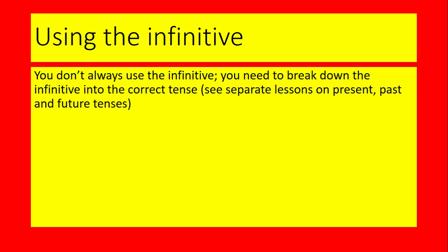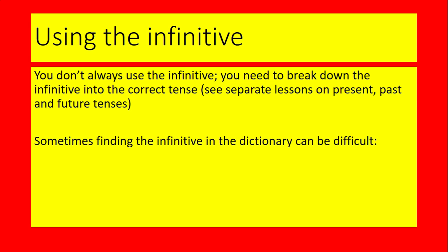You're probably wanting to use the verb with a tense, like I read, or I am going to read, I will read, I was reading. So you need to be able to go from the infinitive to the tense. That's a real skill. So you need to see my separate lessons on how to change a verb from the infinitive to the present, past or future tense, or many of the other tenses like the imperfect, conditional, etc.